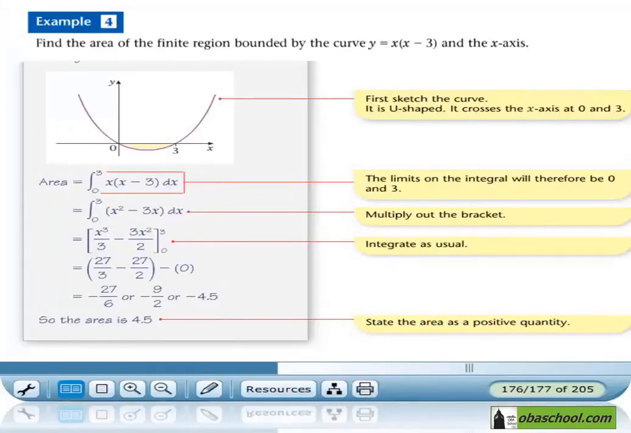Look at the description in the book. First, we sketch the curve. It is U-shaped, so parabola, and it crosses the x-axis at 0 and 3. The limits on the integral will therefore be 0 and 3. And we do the calculations and we integrate as usual. Finally, state the area as a positive quantity. So the answer was 4.5.